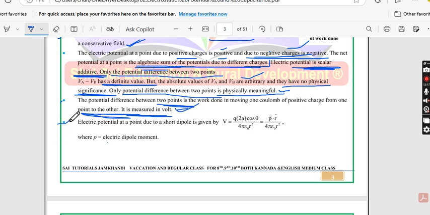Now let us consider the electric dipole. Electric potential at a point due to a short dipole is given by this expression. Let us derive this expression.